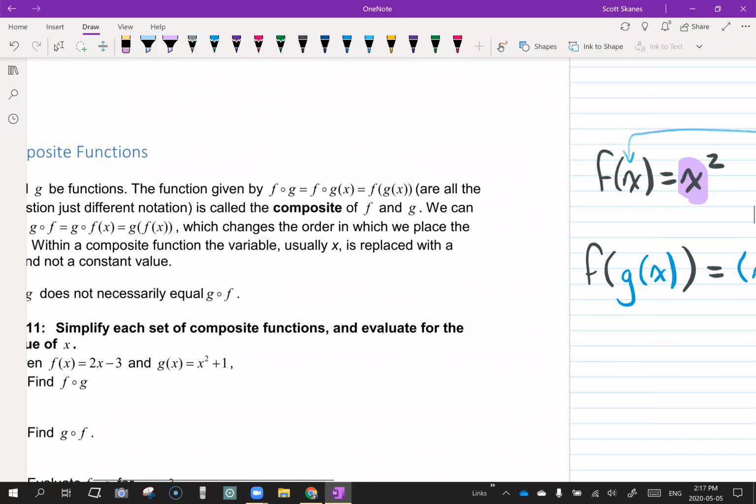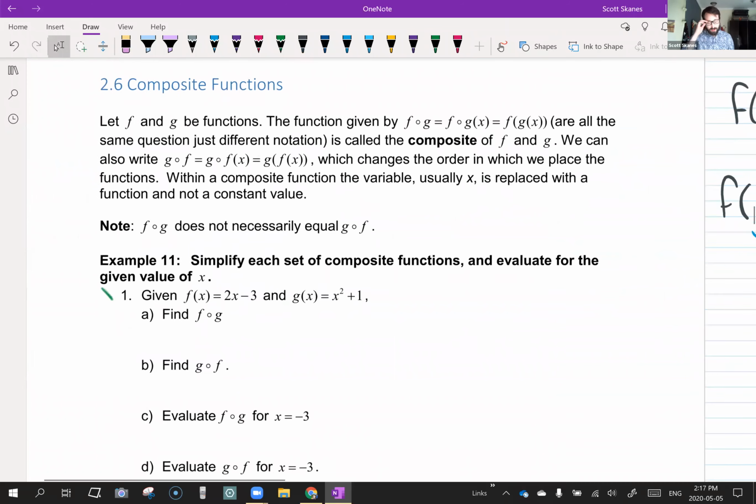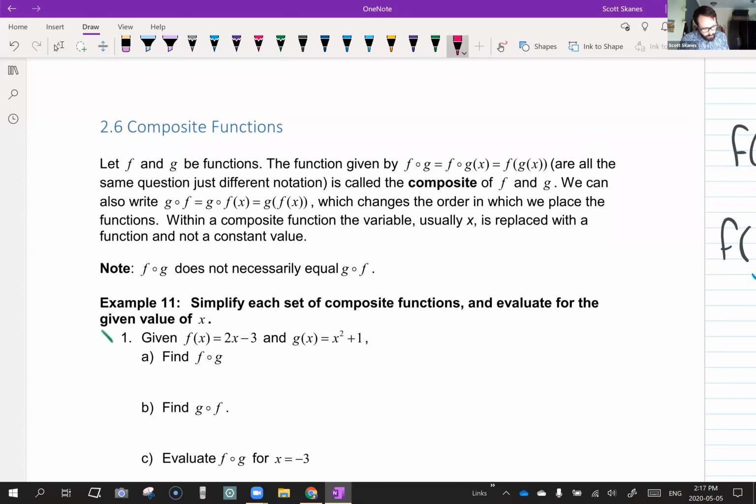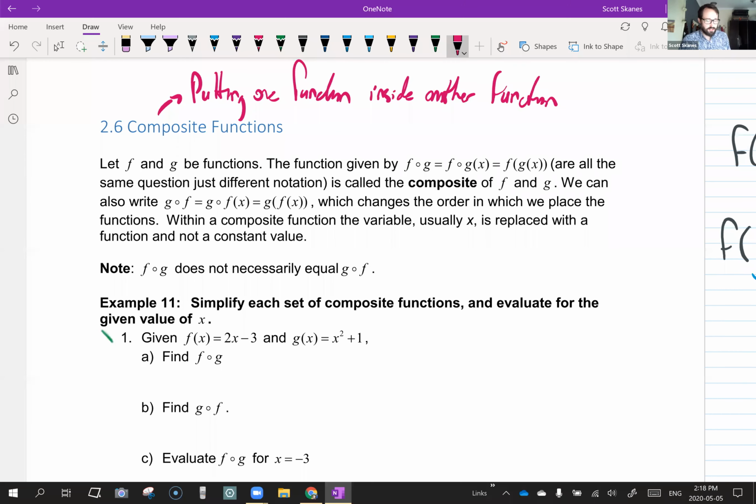Okay. So again, the examples were already done, but I want to make sure that we have full notes here. So composite functions is just putting one function inside another function. Instead of getting numbers, we're getting new functions. We're replacing x with a function instead of a number.